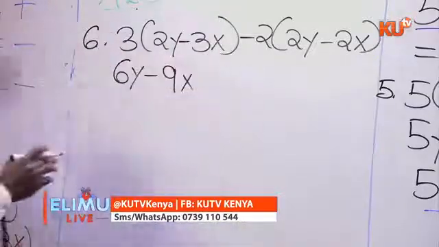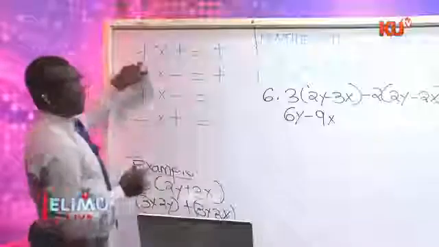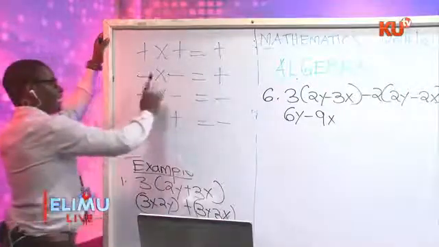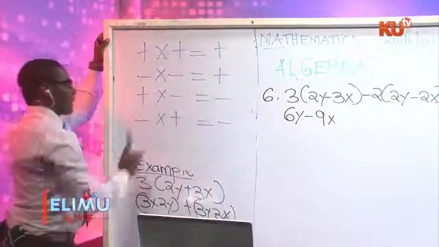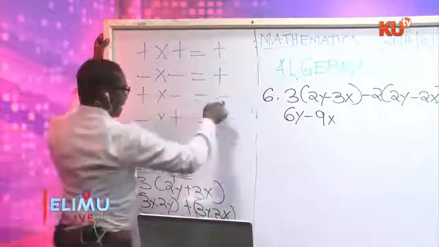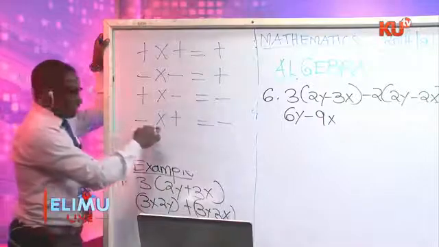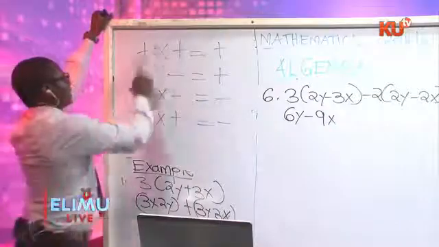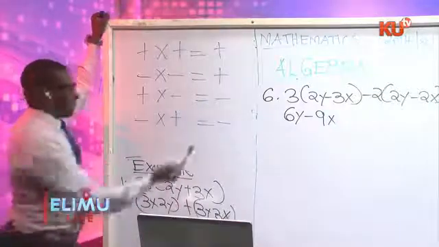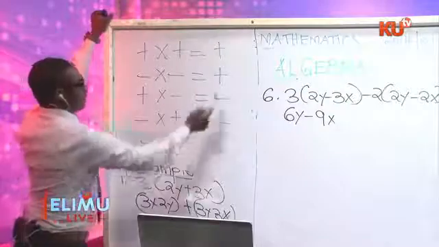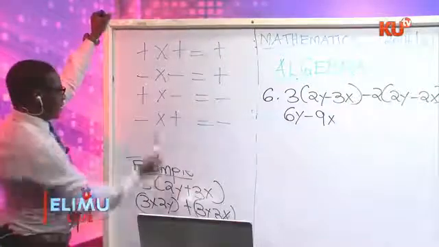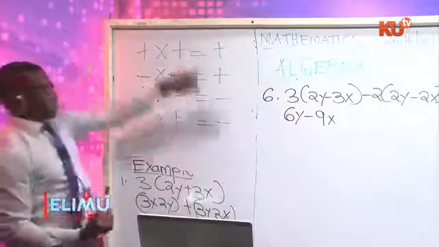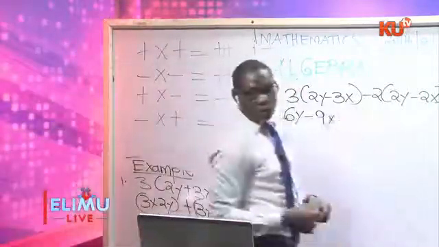Now, I wrote here about some things. A positive times a positive is a positive. Negative times negative is a positive. Positive times negative is negative. And negative times positive is negative. And then I said to remember, when they are similar, plus and plus, the answer should be a plus. When they are similar, minus and minus, the answer should be a plus. But when they are different, plus and negative, or negative and plus, the answer is negative. So that is the concept that we will use to solve this question.